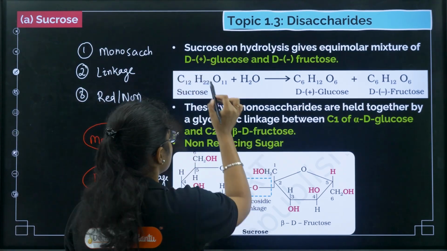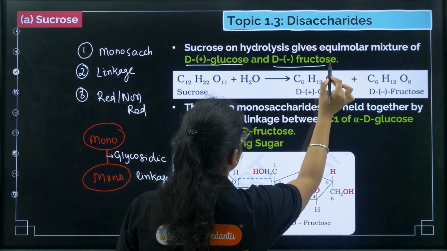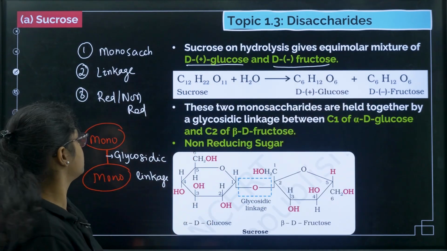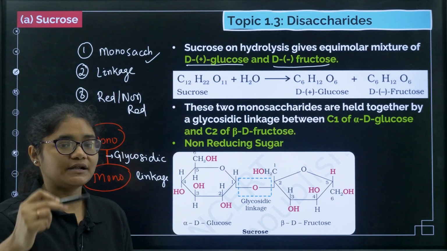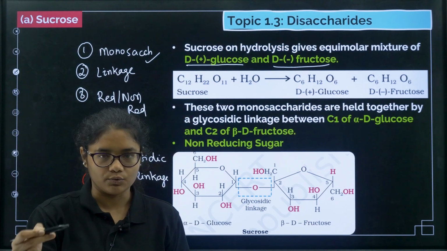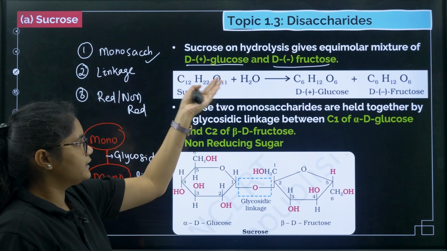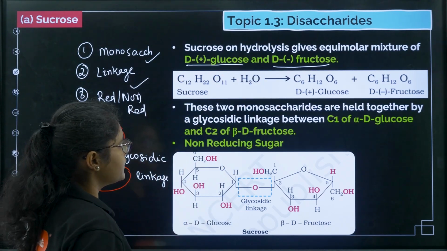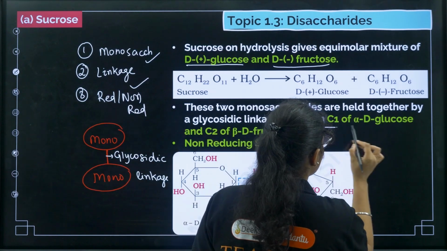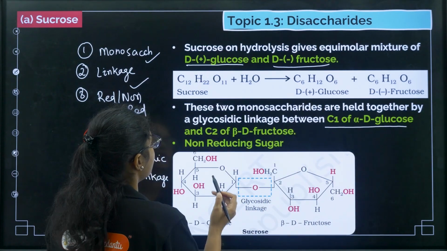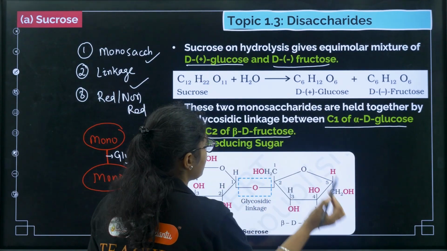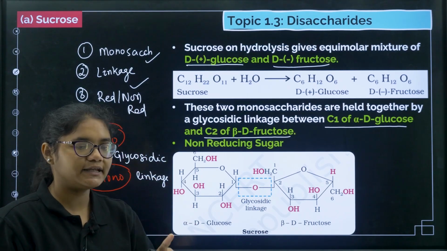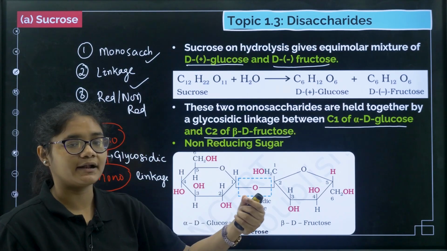Now sucrose is made up of D-glucose and D-fructose. So first thing done: what are the monosaccharides present in sucrose? D-glucose and D-fructose. Now coming to linkage. The linkage is between, you can see, C1 of alpha D-glucose and C2 of beta D-fructose. So C1 of alpha D-glucose and C2 of beta D-fructose.